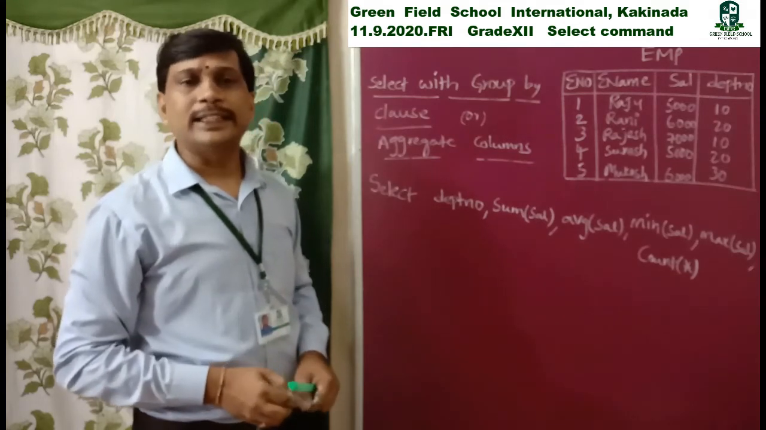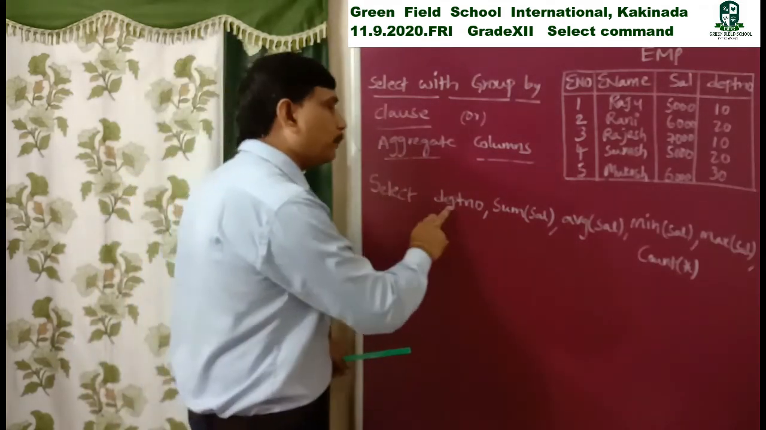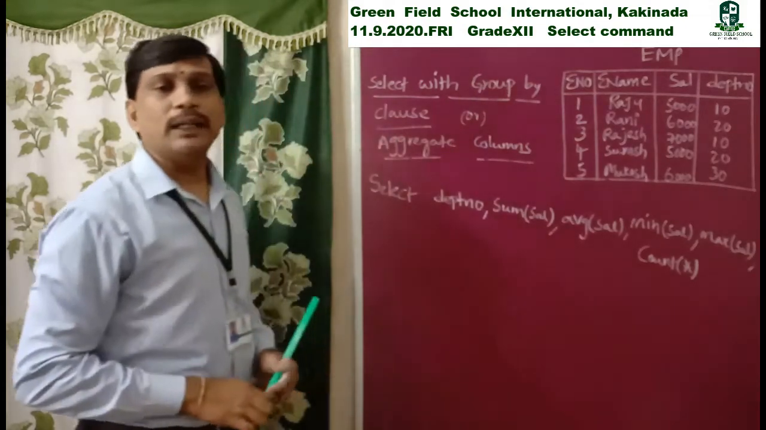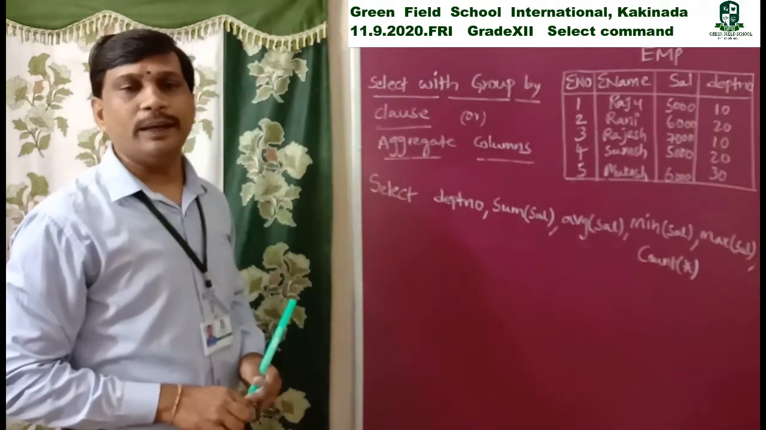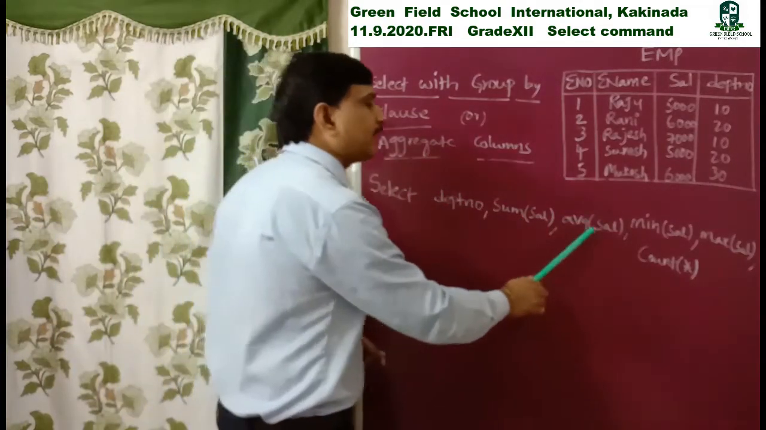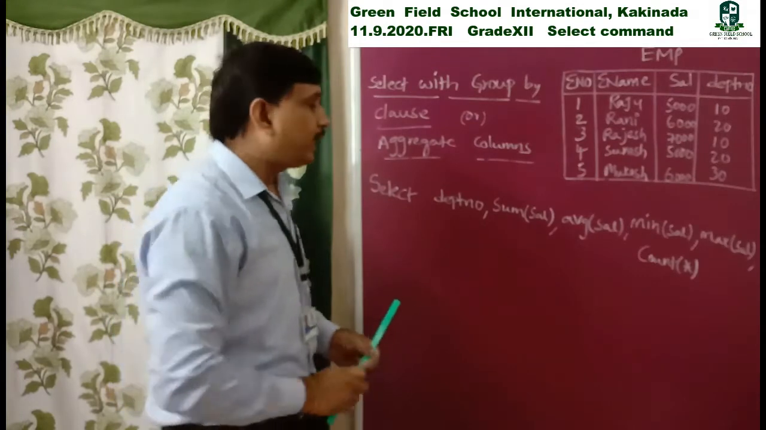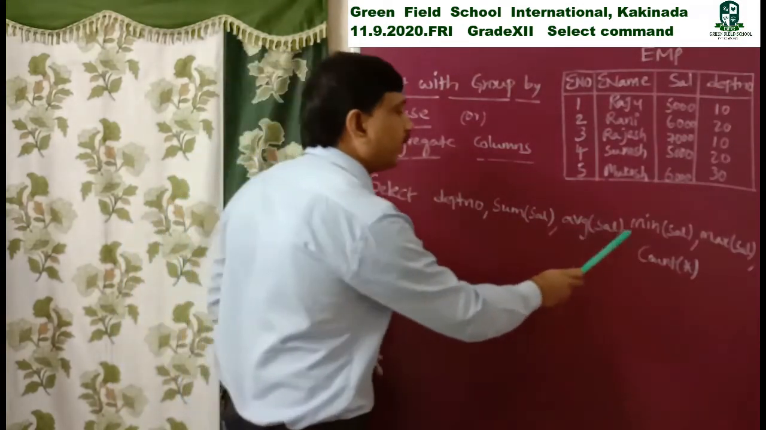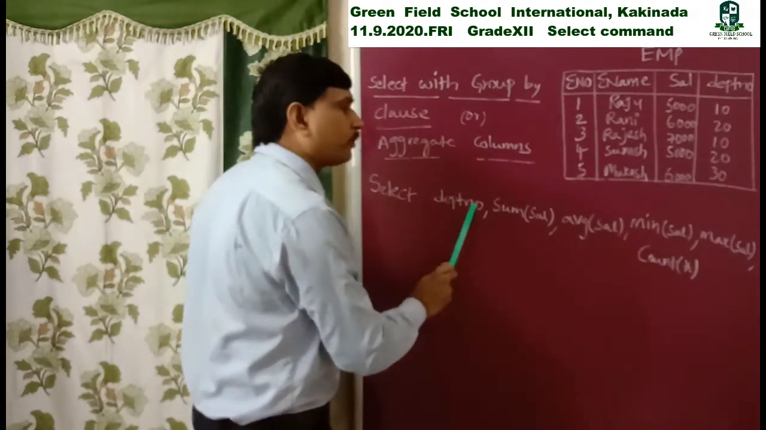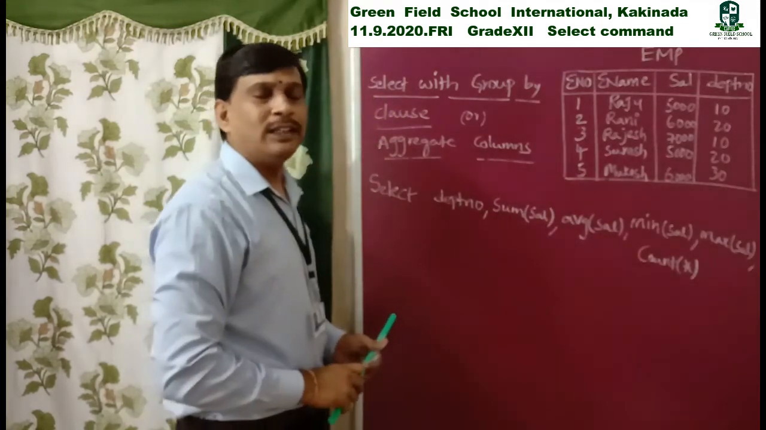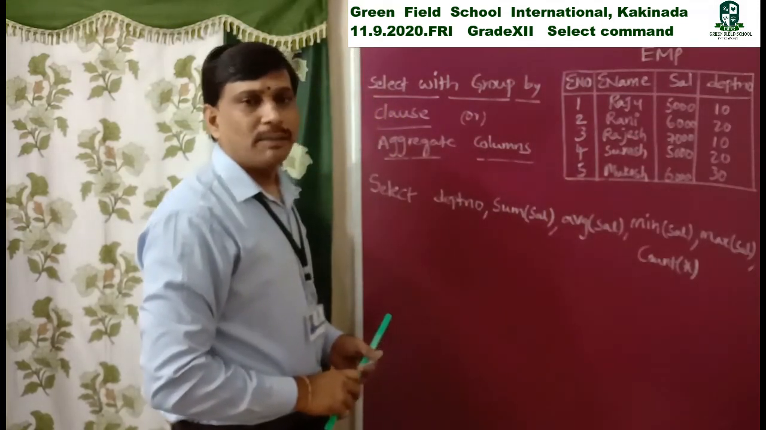clause in the select statement. I write here select department number, so I group according to department number. I display department number, sum of sal, average sal, minimum of sal, maximum of sal, count of star. See, observe here, each and every column, this one is one column, this one is one column, this one is one column. All the columns are separated by commas.